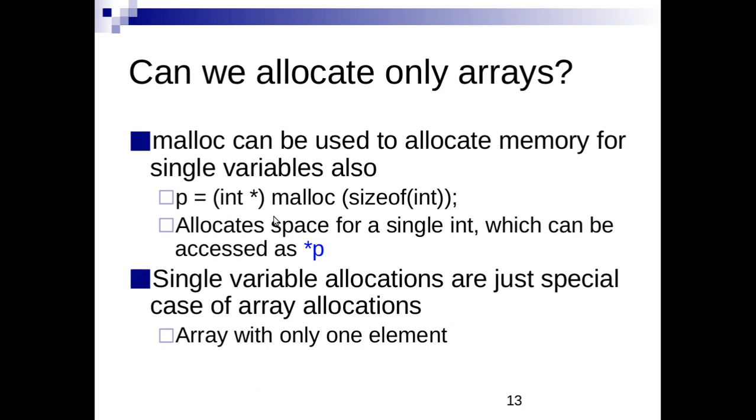Can we allocate only arrays? Malloc can be used to allocate memory for single variables also. For instance, p equal to (int *) malloc(sizeof(int)) allocates space for a single integer, which can be accessed as *p. However, this is not a fundamentally different kind of allocation, because single variable allocations are just a special case of array allocations, because a single variable is just an array with one element.